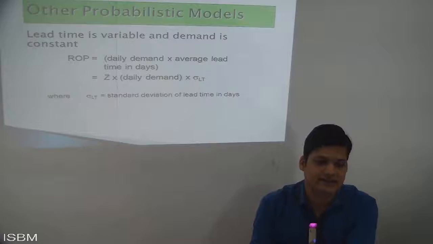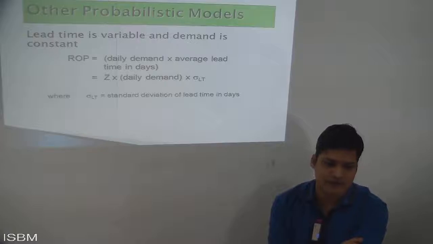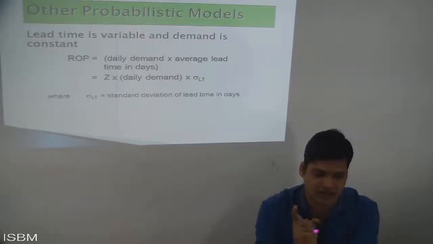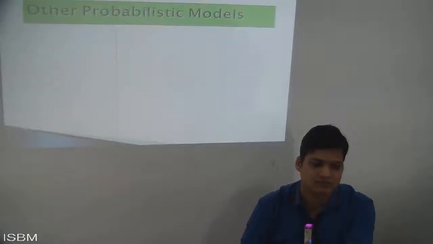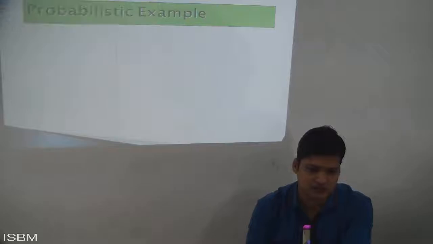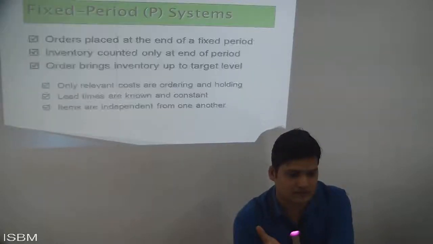Other probabilistic model: lead time is variable and demand is constant. ROP is equal to daily demand times average lead time in days plus Z times daily demand times sigma LT, where sigma LT is the standard deviation of the lead time. This is the same example, and here is another example where they have calculated the reorder point.